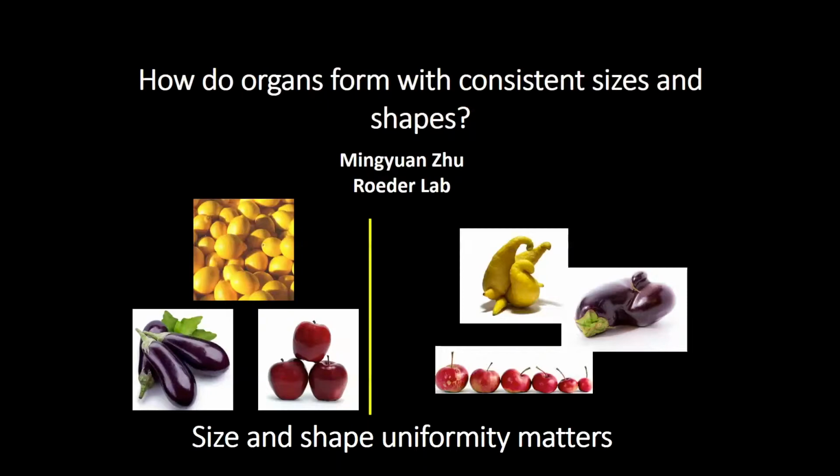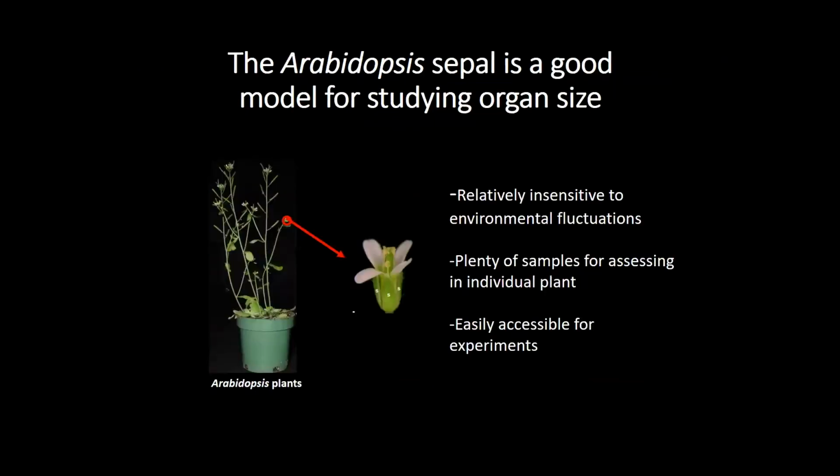So here is a key question in developmental biology and also the title of my talk today. How do organs form with consistent sizes and shapes? Our lab uses the Arabidopsis sepal as the model system, and the sepal is a green leaf-like floral organ. The reason why we chose sepals includes three major parts. Firstly, sepal development is relatively insensitive to environmental changes. Also, we have plenty of samples for assessing individual plants. In addition, sepals are very easily accessible for experiments.